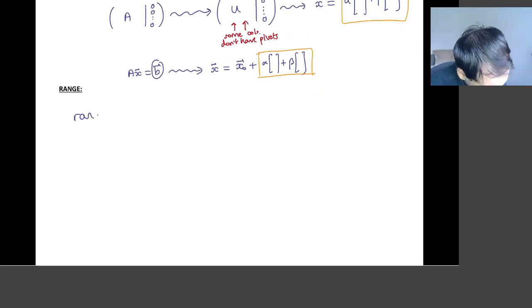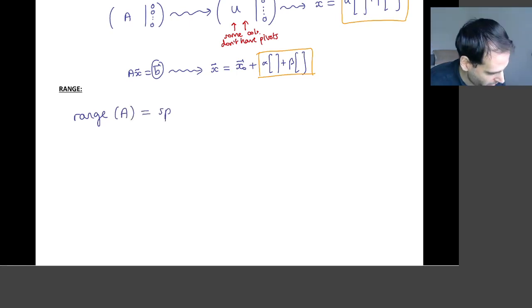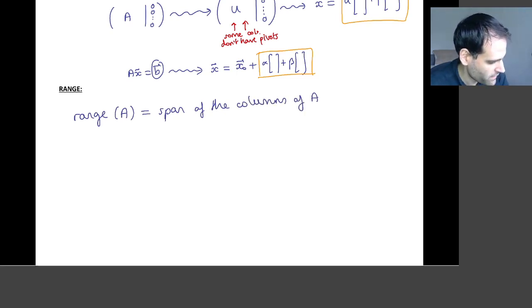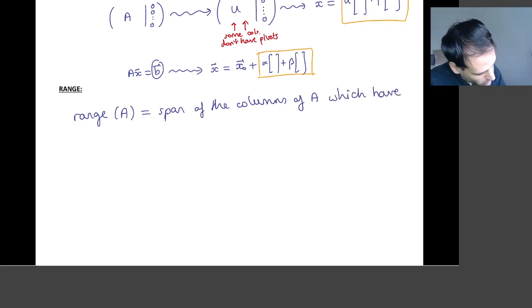The range of A is equal to the span of the columns of A that are linearly independent of each other. And how do you know which columns are linearly independent? Those are the columns which have a pivot in row echelon form U.